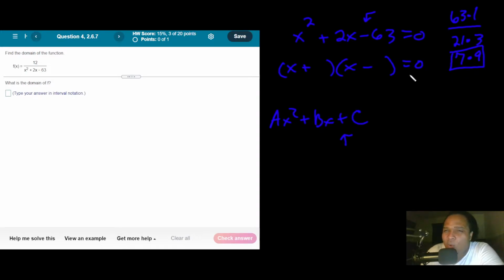So where would they go? Where would the 7 and 9 go? Would the 7 be here? Here's how you determine it. You look over here at your B term. The larger number has to be whatever your B term is, the BX portion. So the bigger number here is 9. That's the larger factor. So it has to be the same sign as the middle. So we're going to put the 9 here, which means the 7 goes here.